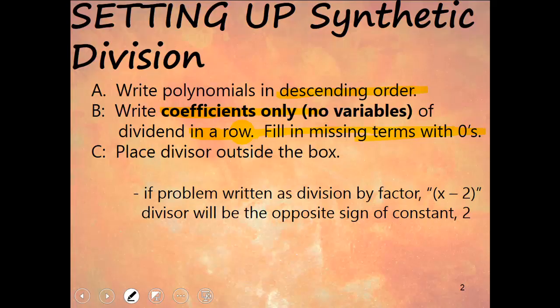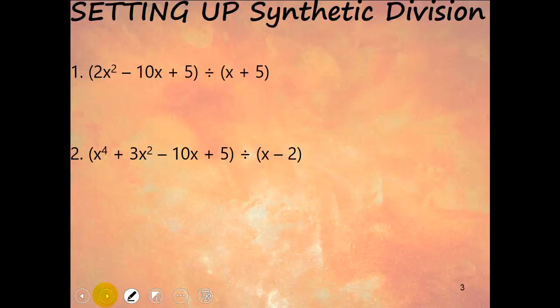Then the divisor: we're going to place the divisor outside the box, just like we did with long division. However, if we're told that we're dividing by x minus 2, for the same reason as how we find a vertex, a zero, or an intercept, you're going to actually divide by the opposite sign. So if we were asked to divide by x minus 2, we would place a positive 2 outside as our divisor. Okay, let's try to set these up.